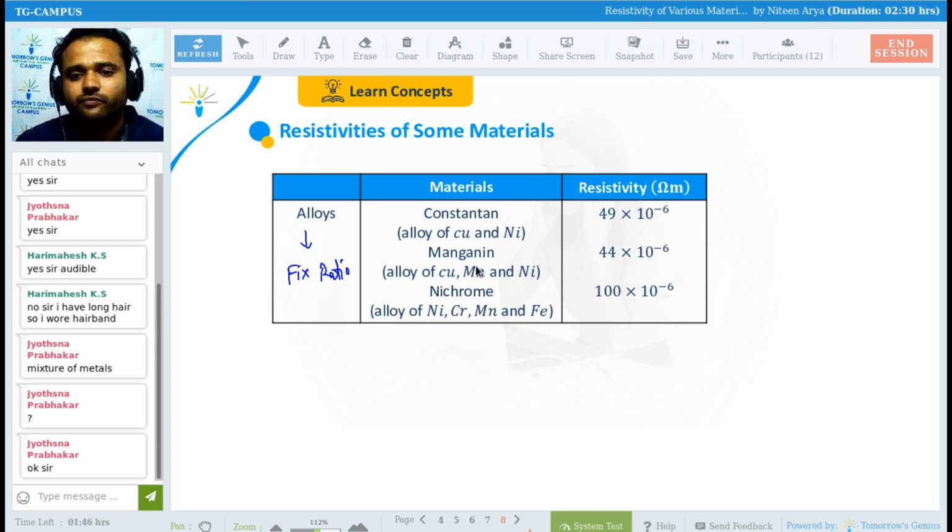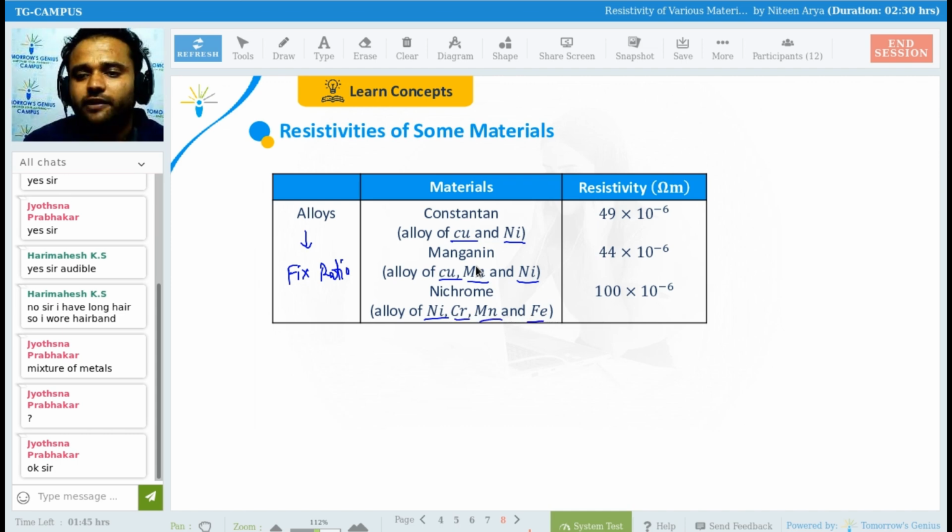Okay. Now you understood from this. Write it down. I'm not going to write everything. So this is resistivity of some materials which lie as a conductor also, but they are not pure conductors. They are a heterogeneous or maybe homogeneous mixture of these conductors, but in fixed ratio. So constantan is an alloy of copper and nickel. Manganin is an alloy of copper, manganese, and nickel. Nichrome is an alloy of nickel, chromium, manganese, and iron.